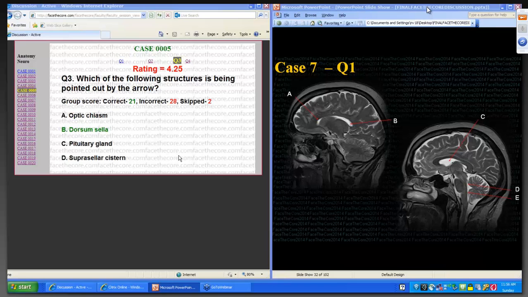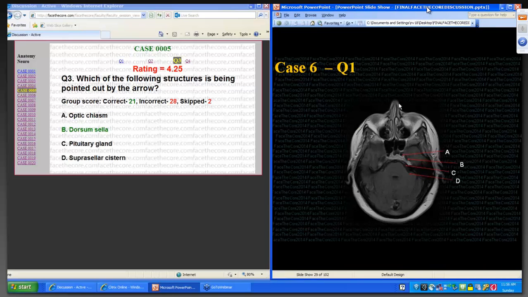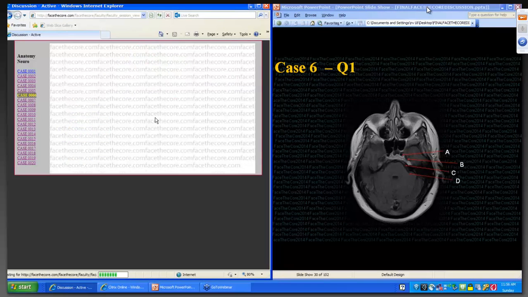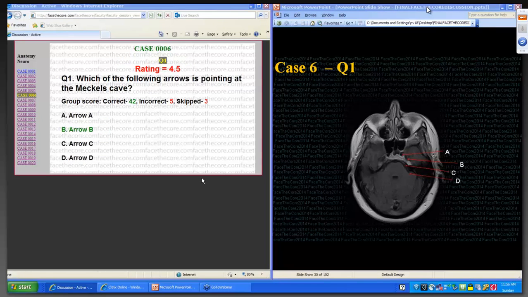Okay, here's case 6. Apart from the right answer, can you tell us what are the choices C and D? So C, basically, here's the pons, so this is the prepontine cistern, which flanks both sides of it.